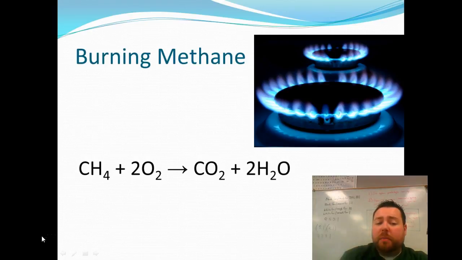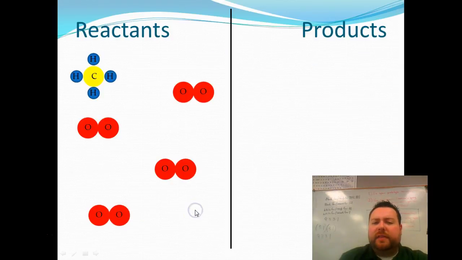So for every 1 mole of methane, or every 1 molecule of methane, we're going to need 2 moles or 2 molecules of oxygen to produce 1 molecule of CO2, or 1 mole of CO2, and 2 molecules or moles of water. Okay, so if we take a look at this next slide, we have our reactants and our product.